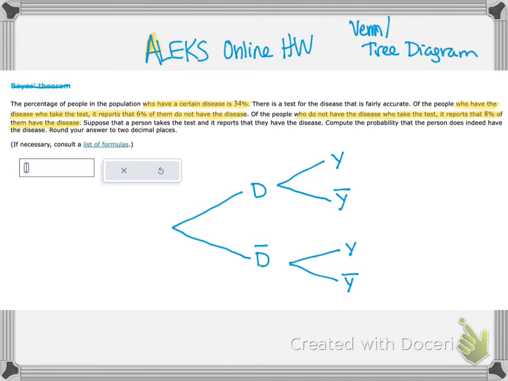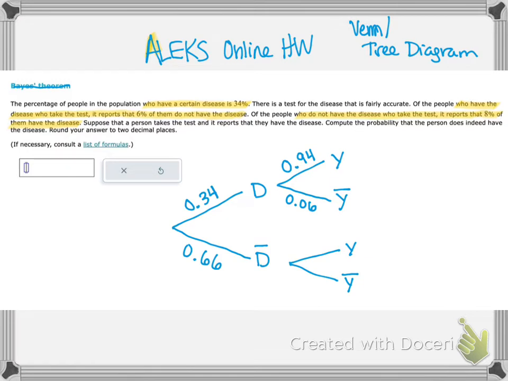It says 34% of people have the disease. So this branch would have a 0.34 and its opposing branch would have a 0.66. That's 1 minus 0.34. Then I keep reading. Of the people who do have the disease, 6% of them do not have it. So that means 6% have the disease, but the test doesn't say they do. It gives them a no. That means the other 94% have the disease and the test gives them a yes.